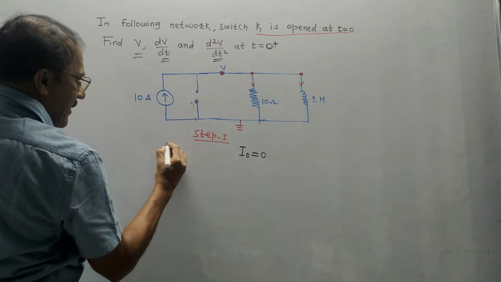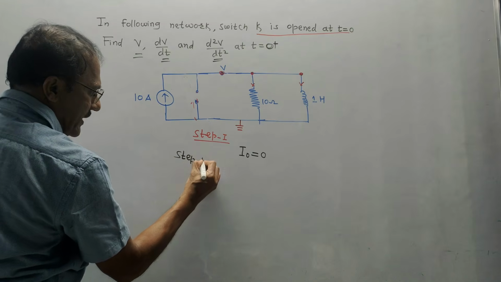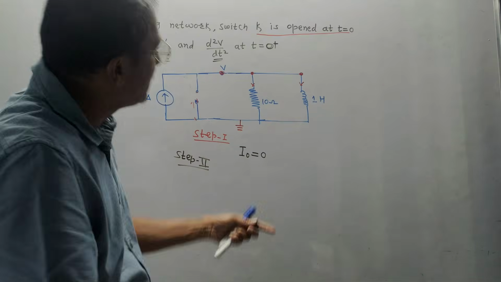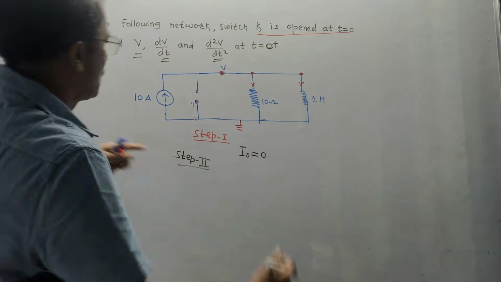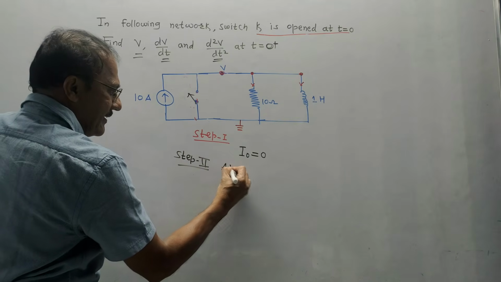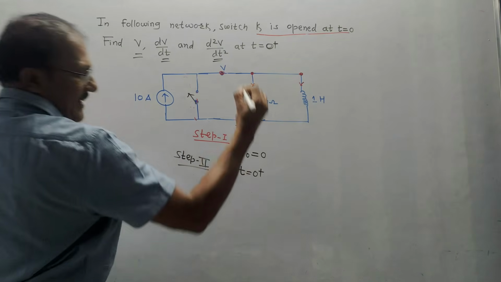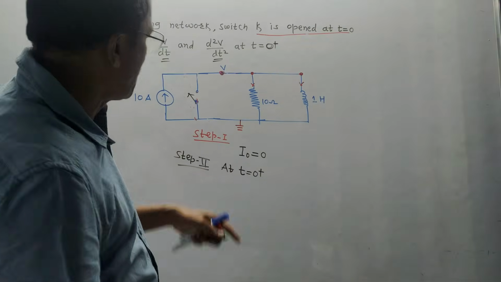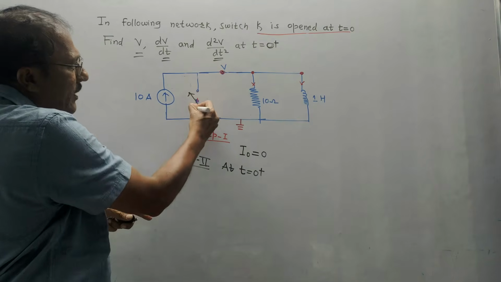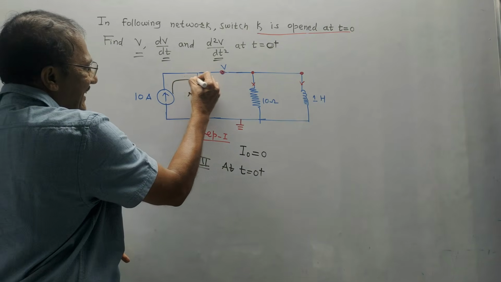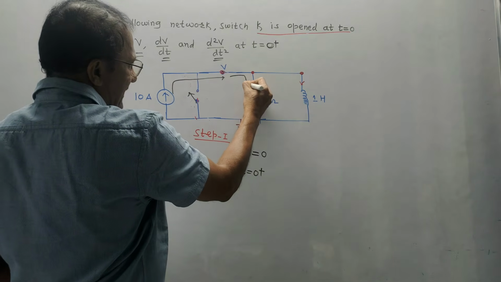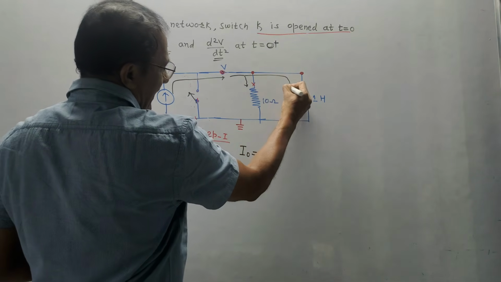So now I will do the calculation for step 2. What are you supposed to do in step 2? In step 2, perform the actual operation. That means the switch is opened at t equals 0. So the switch is opened like this, and I am doing the calculation at t equals 0 plus, that means just after opening the switch. So switch K is opened, so this is an open circuit. Now no current will flow through this. So the entire current of 10 ampere will flow like this. This current will pass through this resistor and through the inductor.